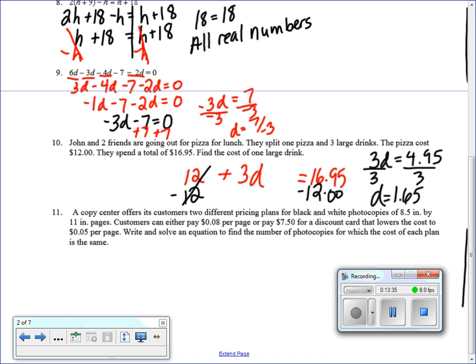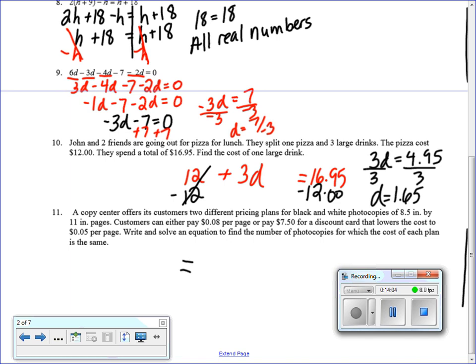Number 11. A copy center offers its customers 2 different pricing plans for black and white photocopies of 8.5 inches by 11 inches pages. Customers can pay either 8 cents per page or pay $7.50 for a discount card that lowers the cost to 5 cents per page. Write and solve an equation to find the number of photocopies for which the cost of each plan is the same.